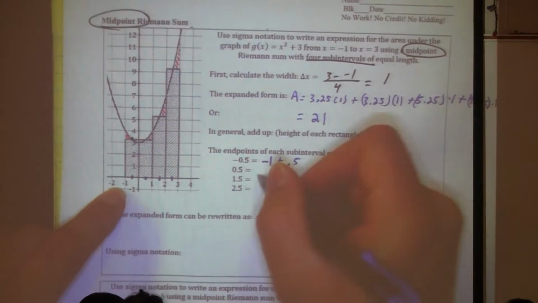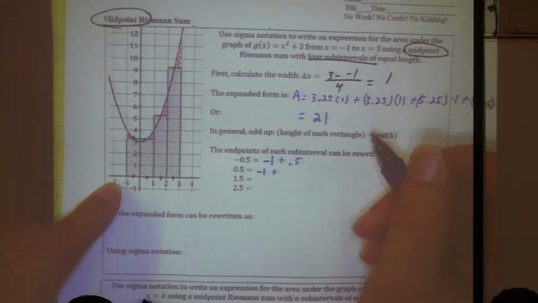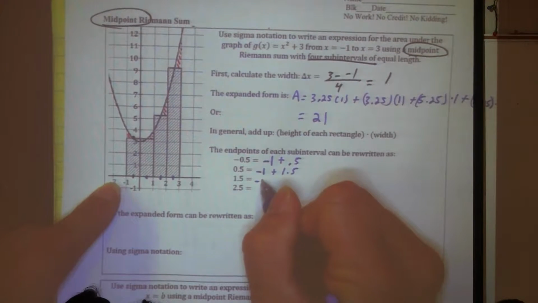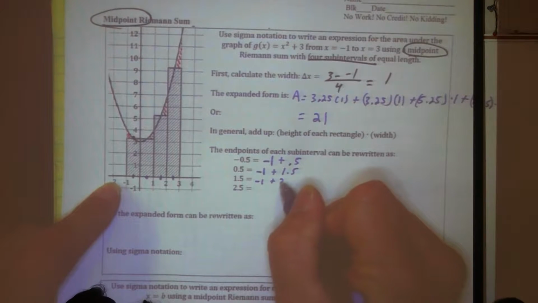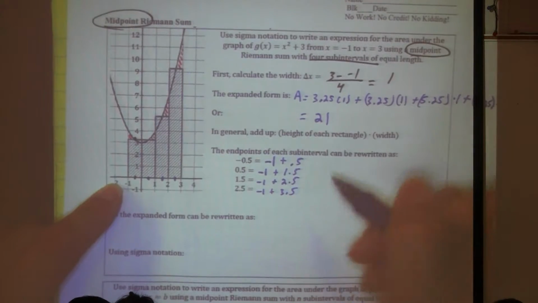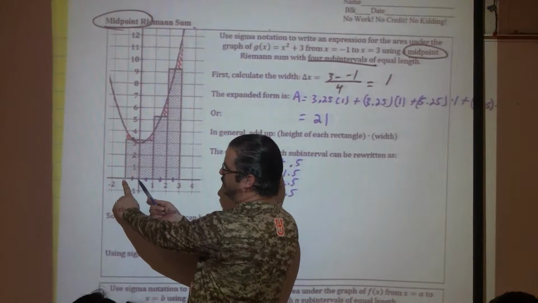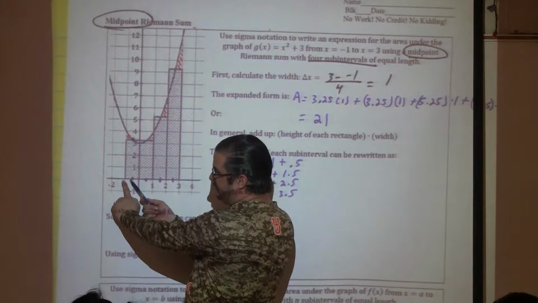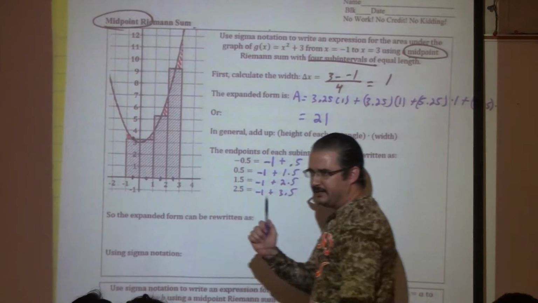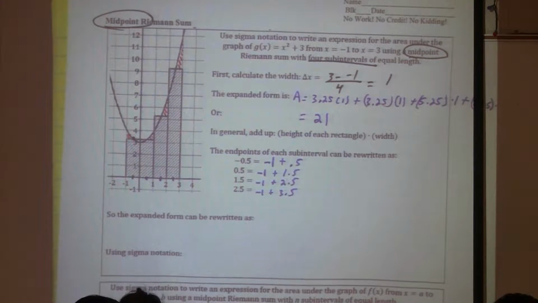0.5. What do I add to negative 1 to get 0.5? 1.5. What would I add to get 1.5? What would I add to get 2.5? 3.5. So if I wanted to get to the right-handed endpoint from here, I would have to add 1, right? But if I want to go to the midpoint, I added 1 and then I took away what? Half. Do you understand? Yes? Sort of, kind of?